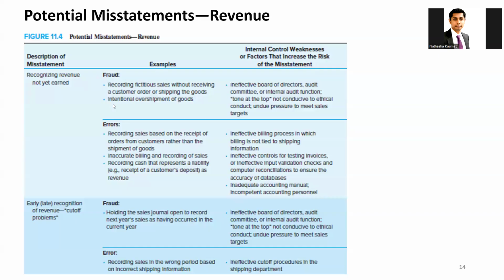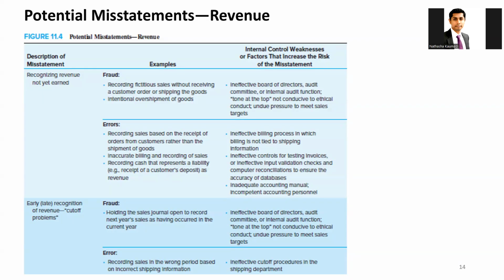So those are the internal control weaknesses. And take the errors. What are the examples? Now, unearned revenue recognition. What are the errors? There can be some errors as well, that means unintentional ones. Recording sales based on the receipt of orders from the customers rather than the shipment of goods. So there's a point of issue in the revenue recognition.